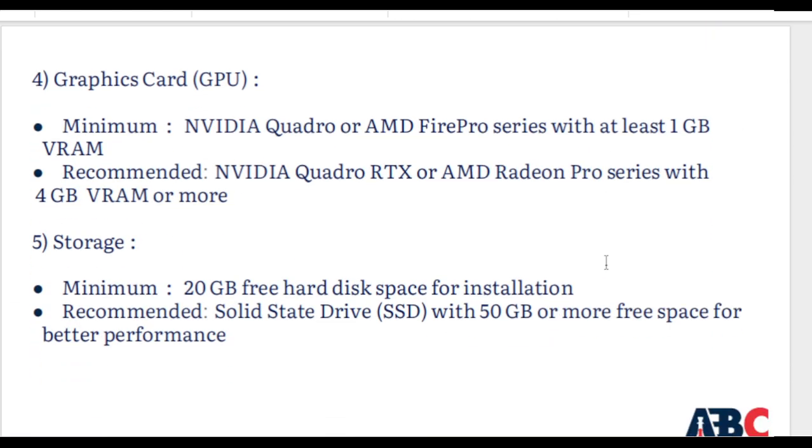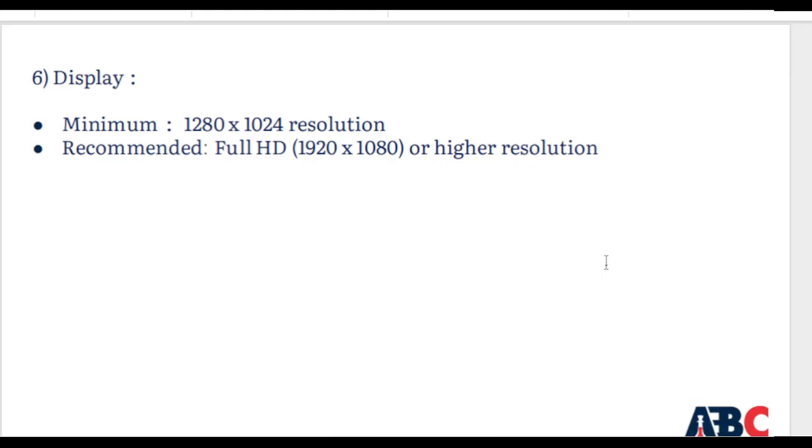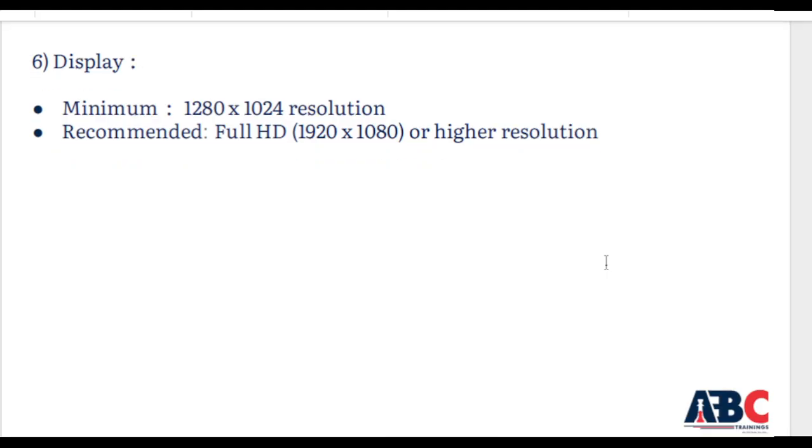Graphics card requirement: minimum for CATIA is 1 GB RAM and recommended is 4 GB RAM or more. Storage requirement for CATIA: minimum 20 GB free hard disk space for installation, and recommended is a solid state drive (SSD) with 50 GB. Display requirement for CATIA: minimum 1280 by 1024 resolution. Recommended is Full HD or high resolution.